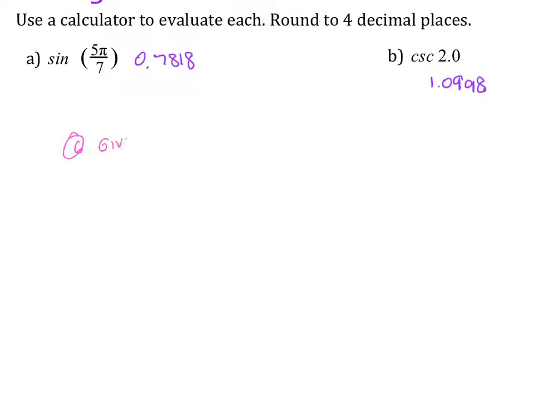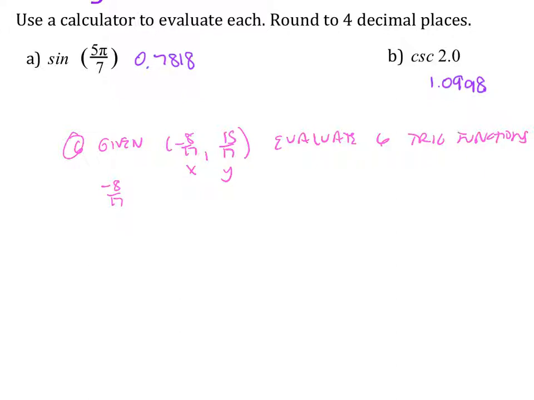So just for a little bit of homework help, just to make sure you know how to do this. So if you're given -8 over 17 and 15 over 17, and you're supposed to evaluate the 6 trig functions, you know that this is x and this is y, and actually you know a little bit more about that as well. So you have -8 over 17, so we're saying that that's cosine of x.